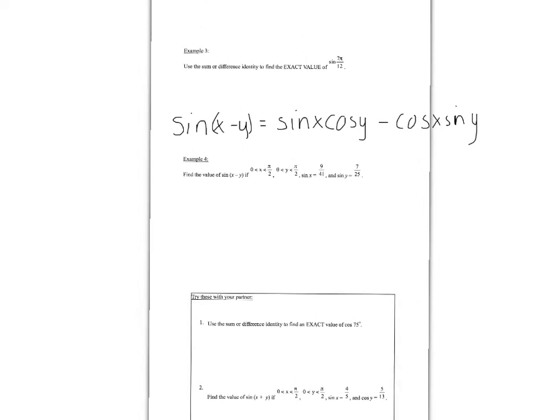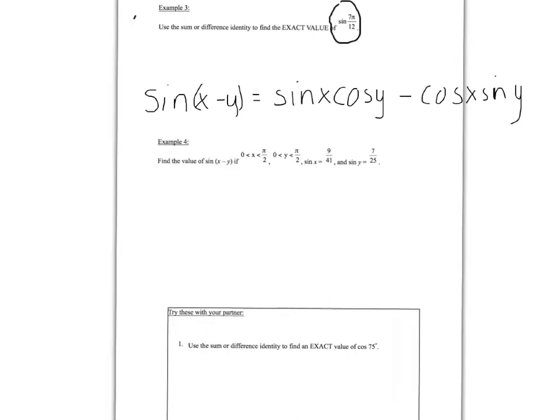I want you to notice the differences between example number 3 and number 4 in the sense that with 7 pi over 12, we're able to separate that into parts that we know on the unit circle. When we're going to do 9 over 41 and 7 over 25, it's really not possible to find values on the unit circle that we know that's going to give us those. So we're going to have to do something else.